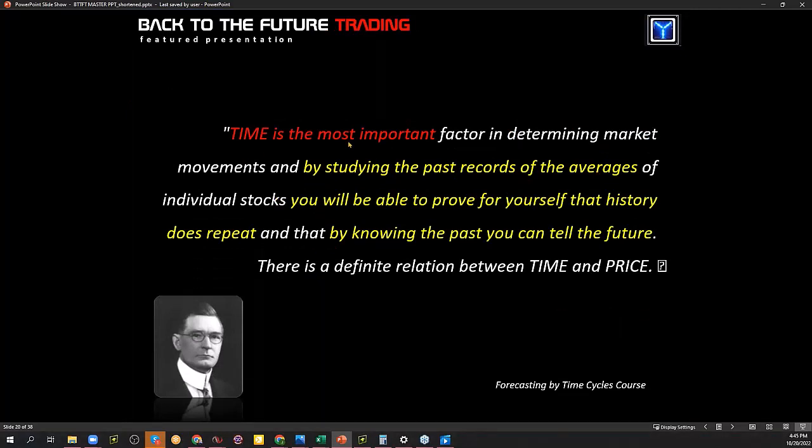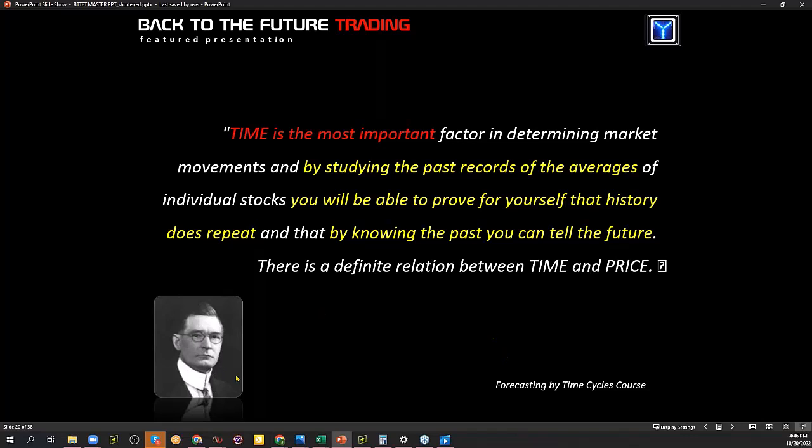where is it? Yes, right here. I didn't make this slideshow presentation, Michael did. I added a couple of my own things, but I didn't put this quote in there. Time by W.D. Gann: Time is the most important factor in determining market movements, and by studying the past records of the averages of individual stocks, you'll be able to prove for yourself that history does repeat, and that by knowing the past, you can tell the future. There is a definite relation between time and price.